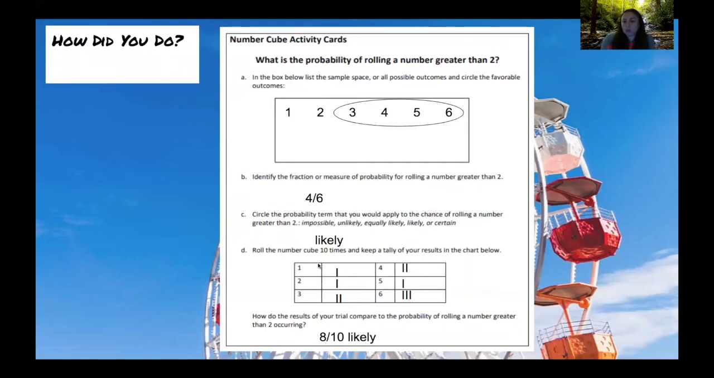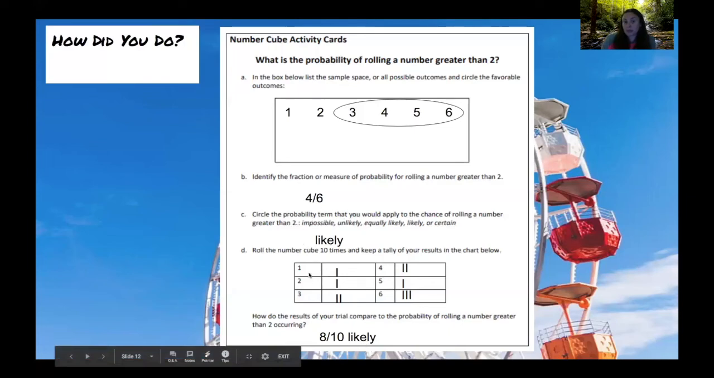All right, so I rolled 10 times and I got 1 one, 2 twos, 2 threes, 2 fours, 1 five, and 3 sixes. So how do the results of your trial compare to the probability of rolling a number greater than 2? I rolled 8 out of 10 that were greater than 2, which is likely. So both of them are likely. I rolled mine 8 out of 10 times.